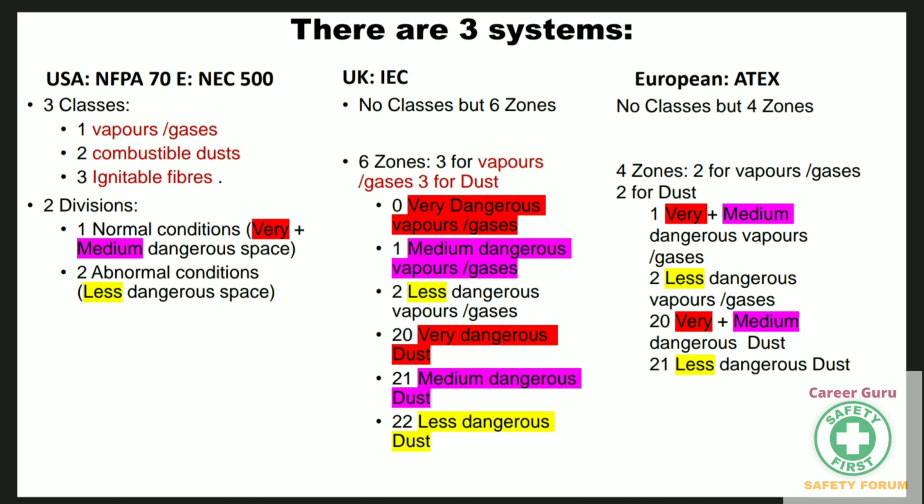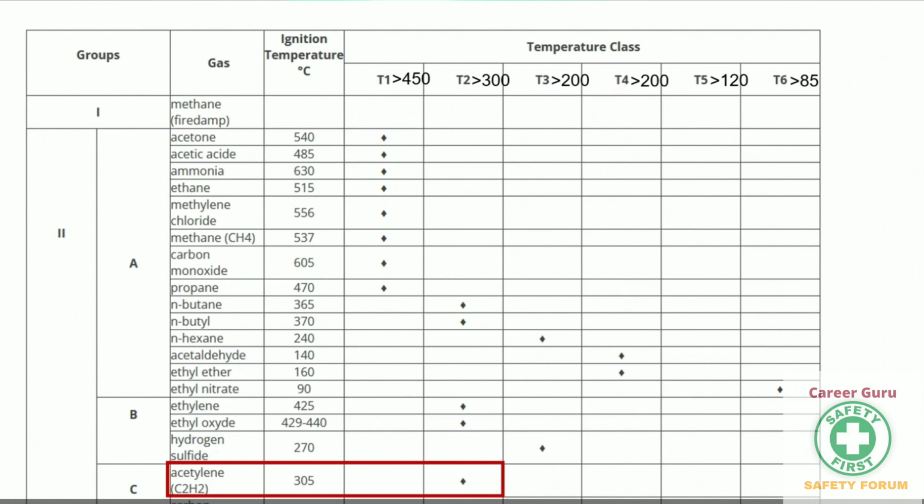Now guys, we will be seeing another factor, this chart, which is referring to the temperature class for different groups, like group 1, group 2, and in each group there will be different kinds of gases.